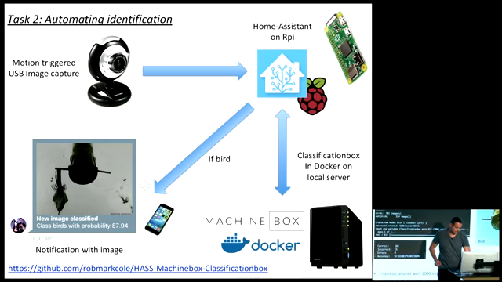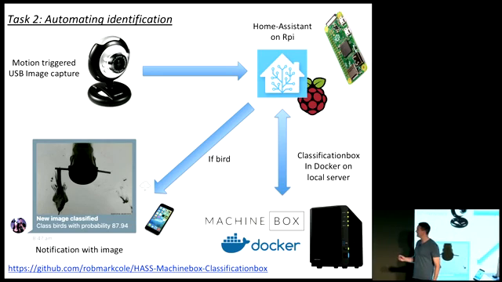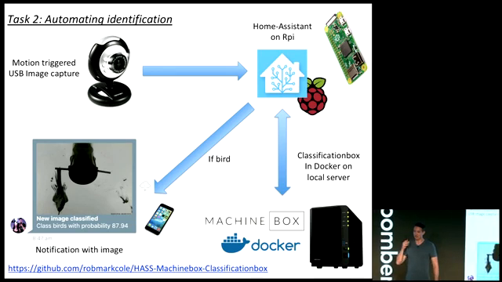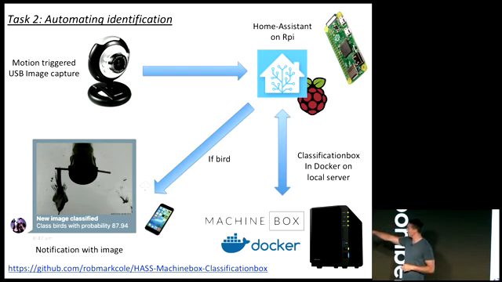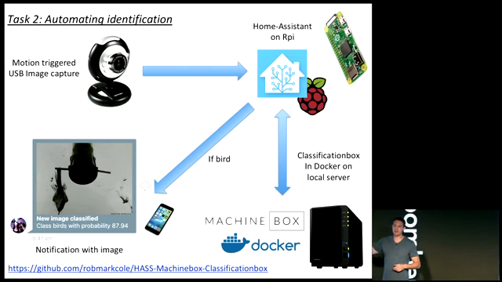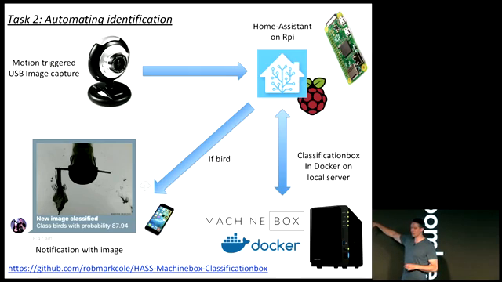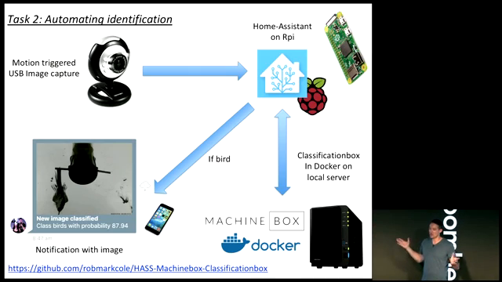Okay. So the next task was integrating that into Home Assistant, and I've got a diagram showing how I've gone about doing that. So on the top left, I've got my USB webcam. There's motion, it captures an image. Home Assistant I've got running on a Raspberry Pi that has a component which detects when an image has been saved in a folder, and will then post that image over my local network to Machinebox, which has the classifier running in Docker. In my case, I'm running that on a local server.